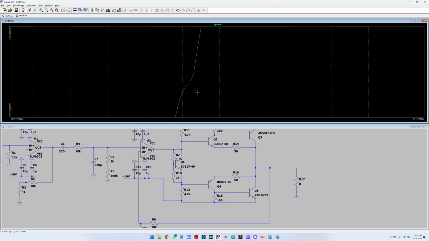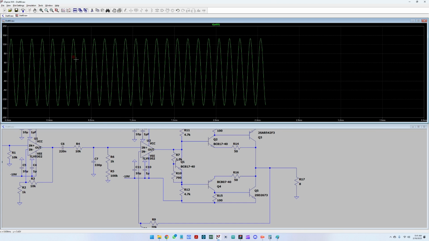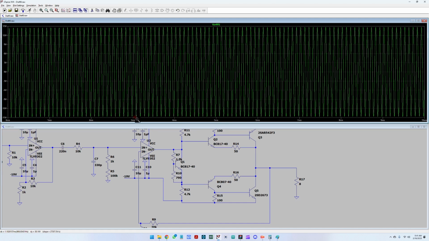So let's go back to the 790. Here you can use a potentiometer for this R10 just to get this biasing structure under control. And here R5 is for the actual volume, so that you can control the volume of the amplifier. So let us run it again. It looks great. Perfect.